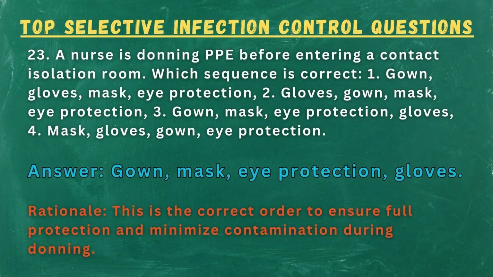23. A nurse is donning PPE before entering a contact isolation room. Which sequence is correct? 1. Gown, gloves, mask, eye protection. 2. Gloves, gown, mask, eye protection. 3. Gown, mask, eye protection, gloves. 4. Mask, gloves, gown, eye protection. Answer: gown, mask, eye protection, gloves. Rationale: this is the correct order to ensure full protection and minimize contamination during donning.